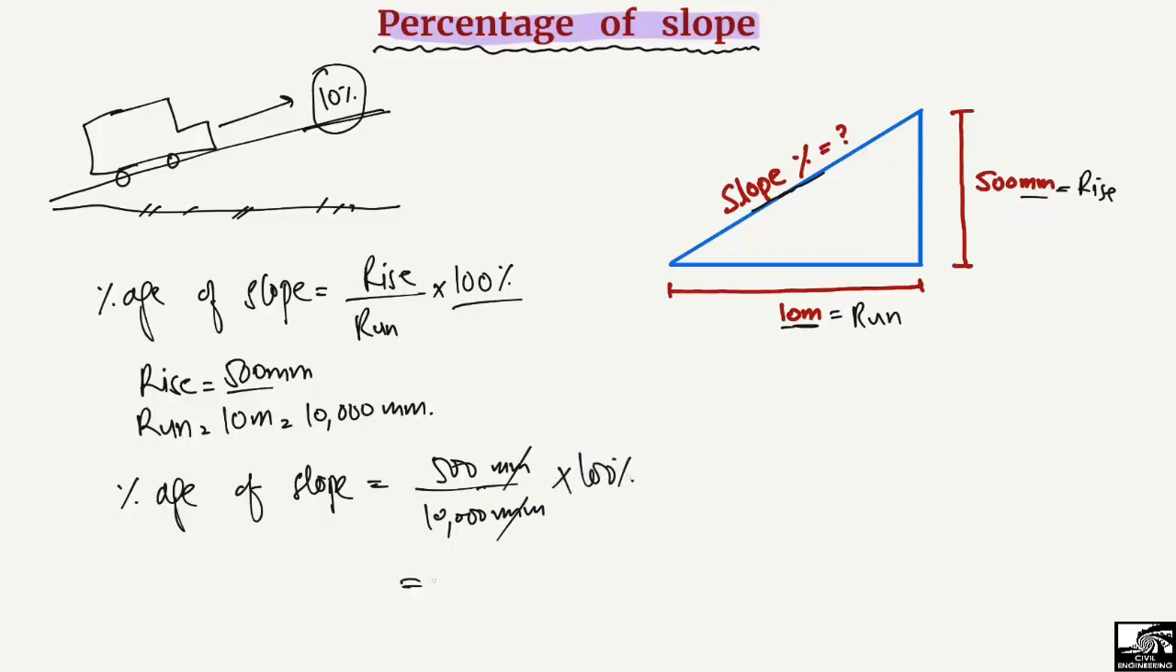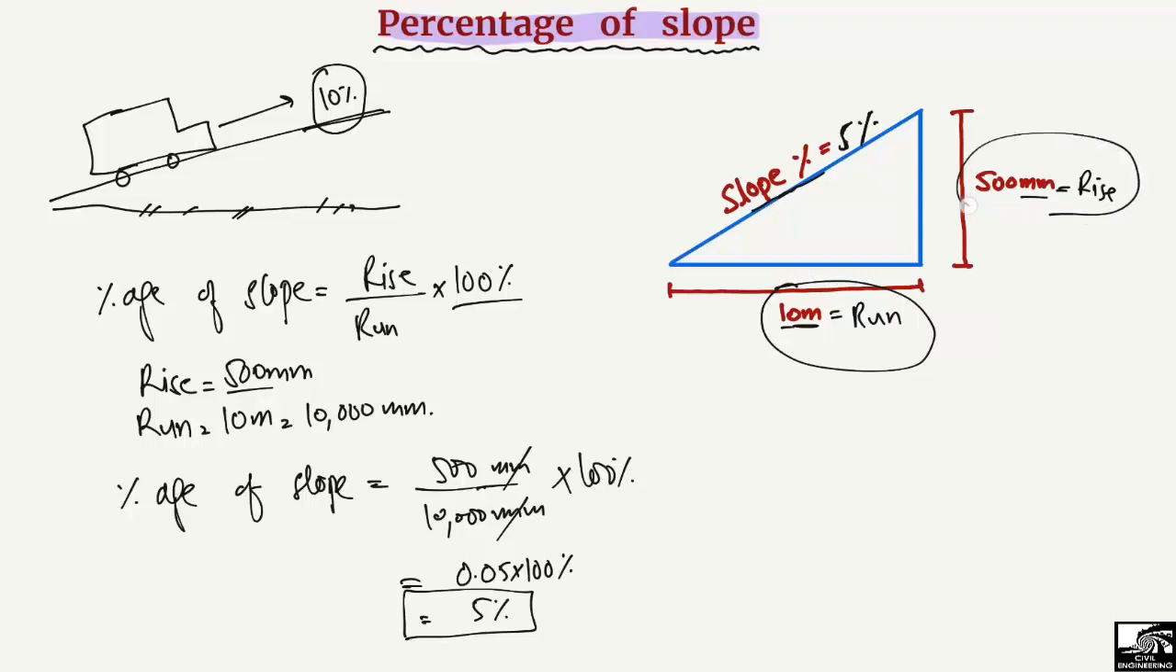So we get 0.05 multiplied by 100%, which gives 5%. So this road surface has a slope of 5%. This is the way to calculate the percentage of slope for any road surface if you are given the run and the rise.